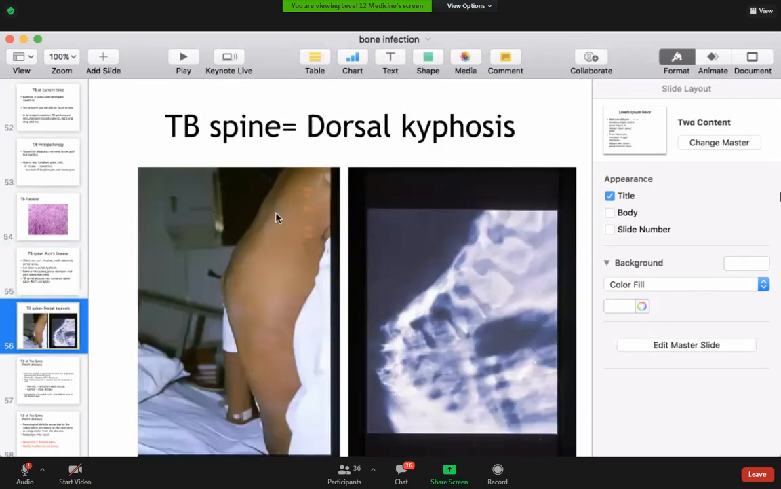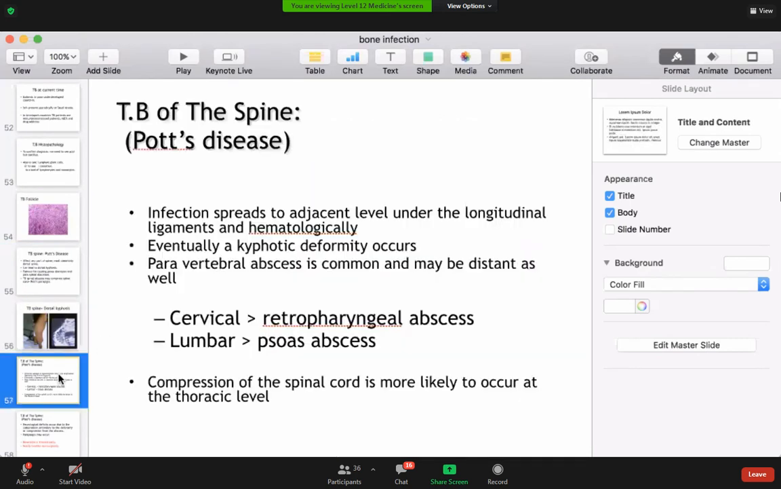This is how the dorsal kyphosis looks like in Pott's disease. So infection spreads to adjacent level under longitudinal ligaments and through the blood. Eventually, a kyphosis deformity will occur. Paravertebral abscess is common and might be distant as well.